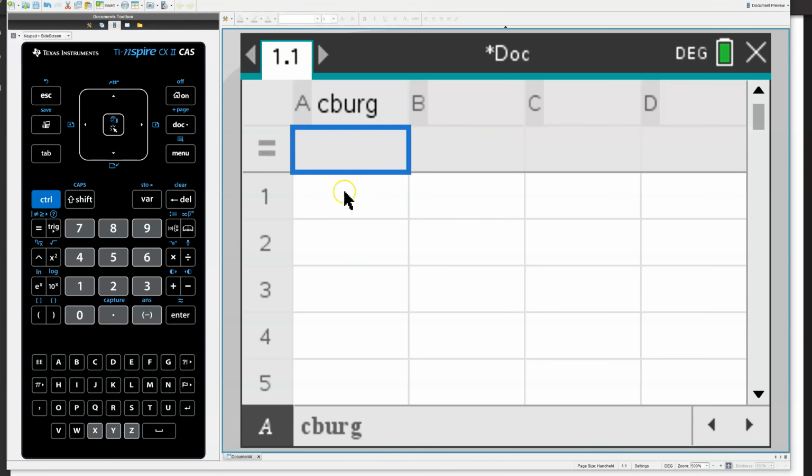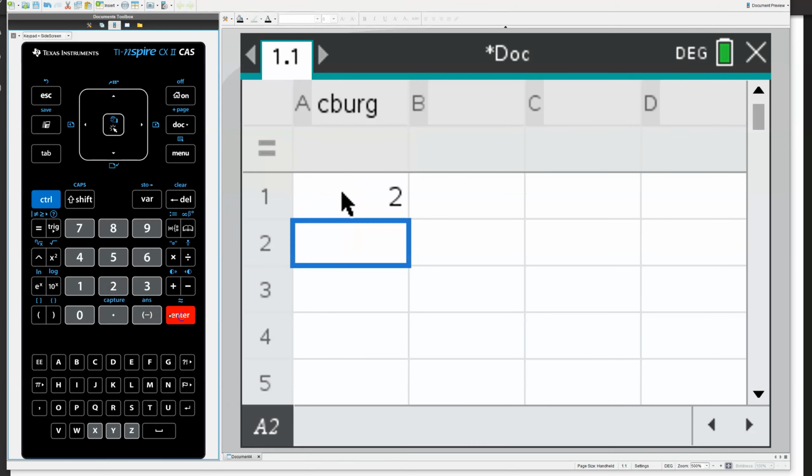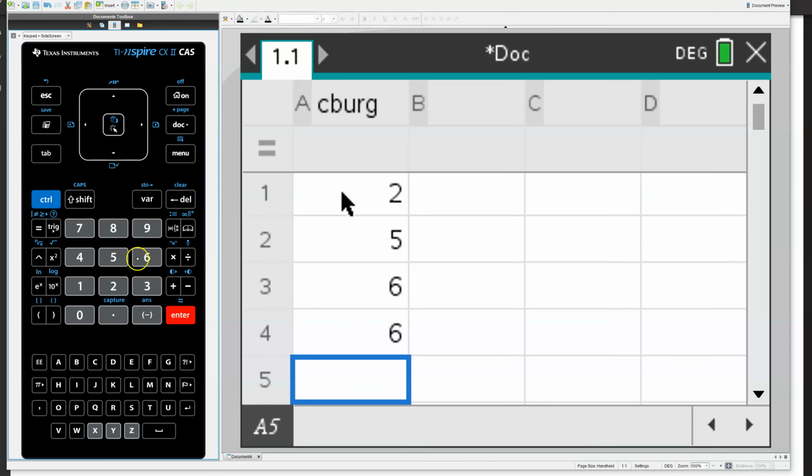This cell is going to be for formulas. We don't want formulas. We're just going to put in our raw data. So 2, 5, 6, 6, 8, 9. Common mistake is not to hit enter on that last data point.